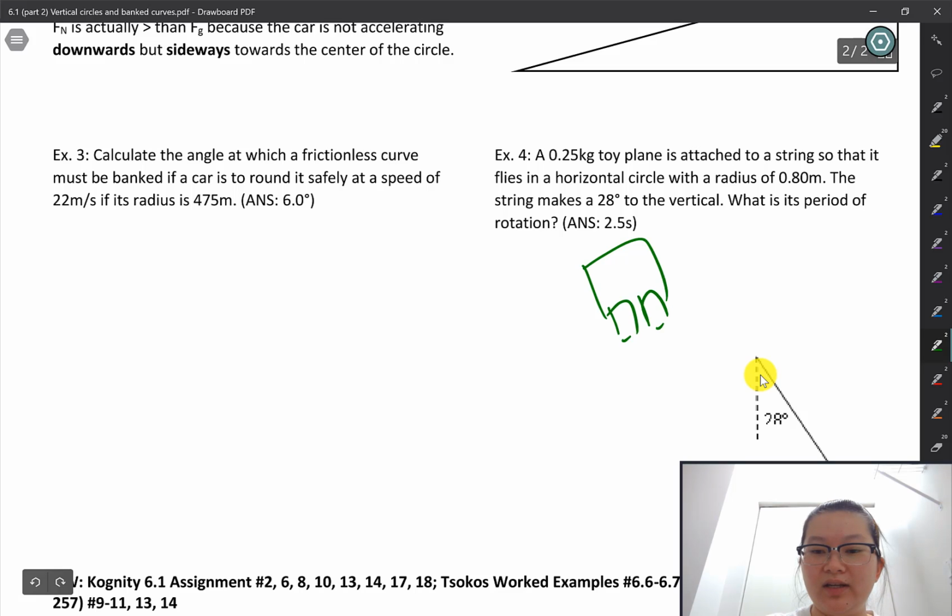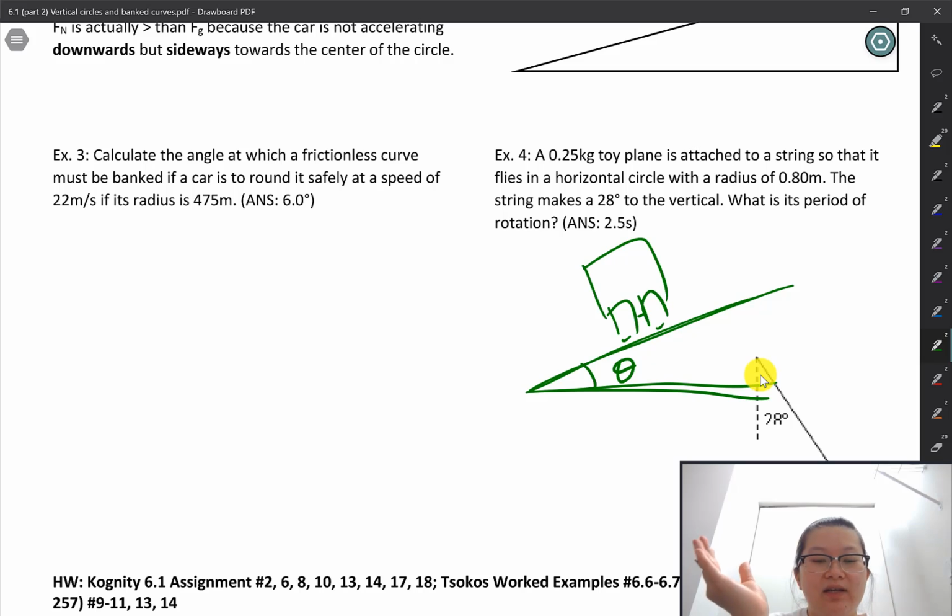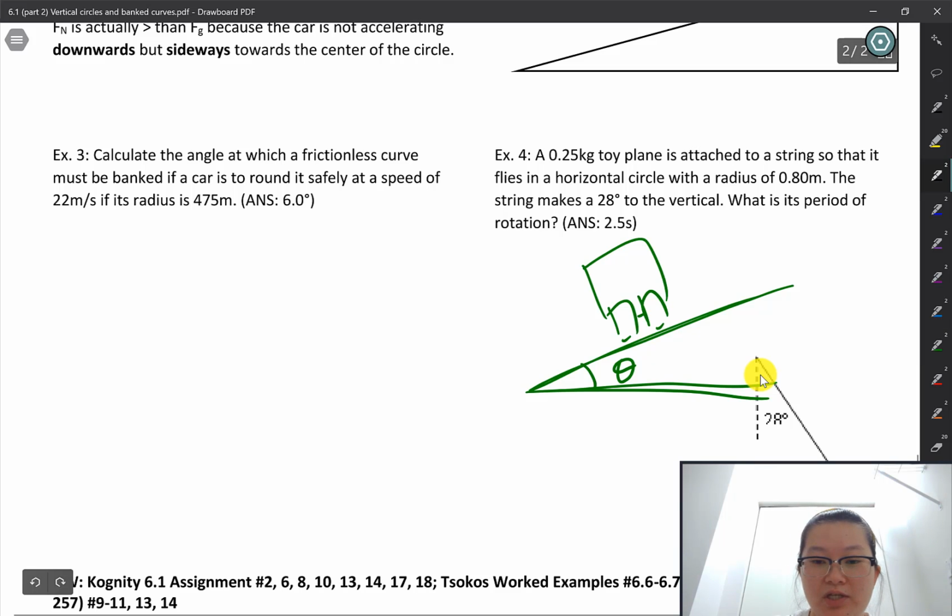So its wheels will look like this, and the road needs to be slightly tilted in order for the car, if it's going really fast into the page, then it might slip. But we want to find this angle at which it needs to be banked so it will not slip. So it kind of holds it a little bit in place for that to happen. Okay, so a few numbers to note.